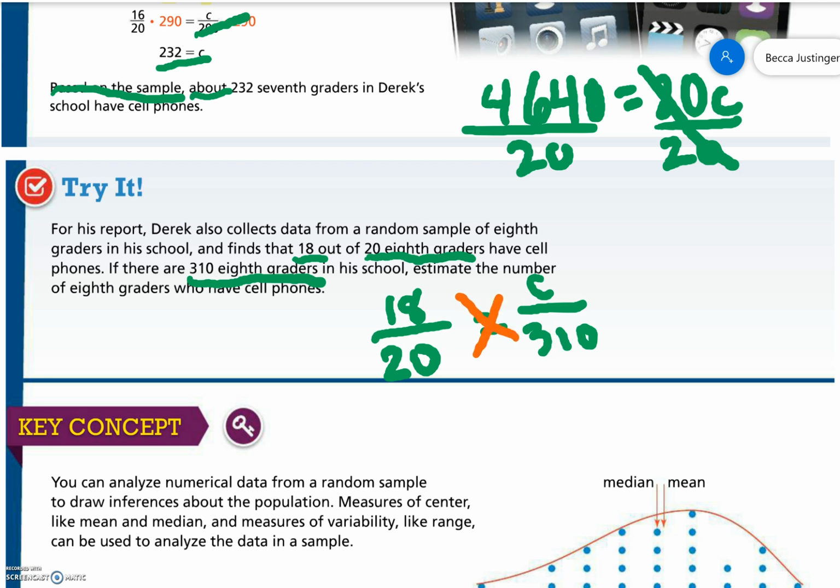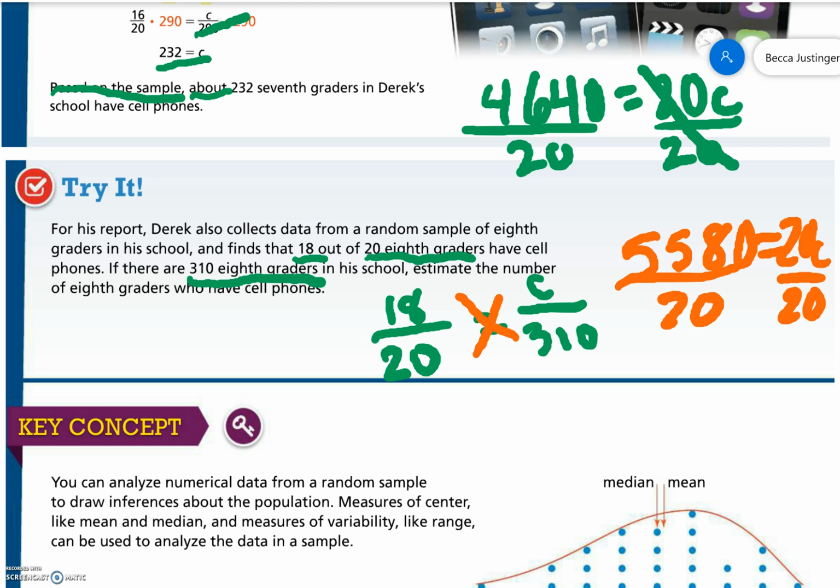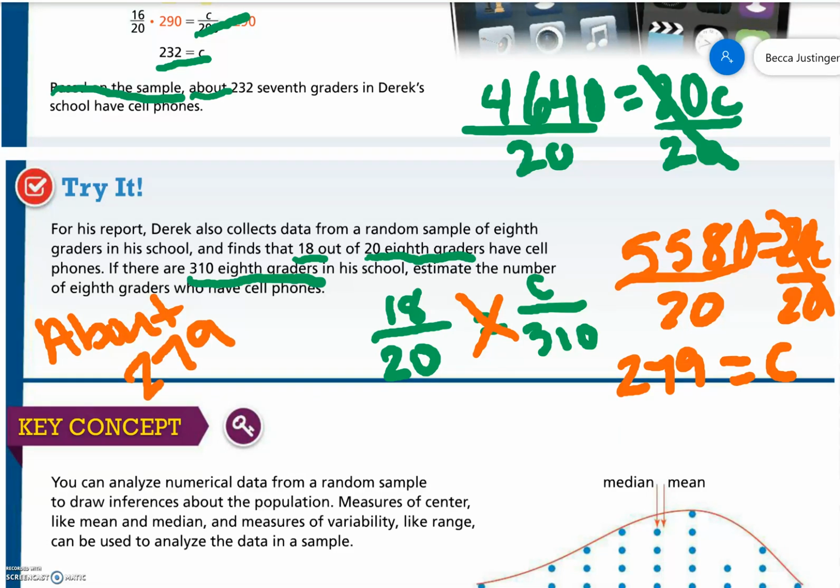So we cross multiply. I do 18 times 310 to get 5,580. And C times 20 is 20C. Divide both sides by 20. Cancels out on the right, and C equals 279. So we would say about, because we don't know for sure, because we're just basing it off this data, about 279 8th graders have cell phones.